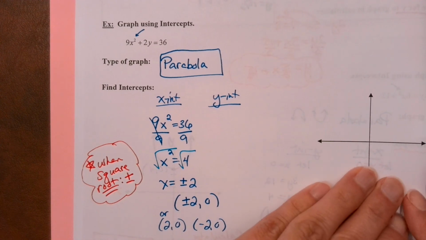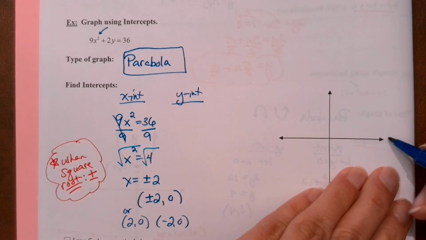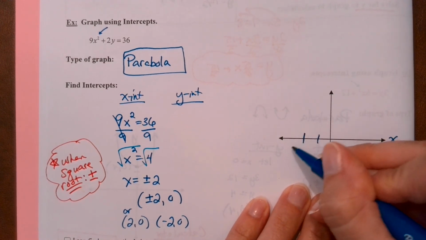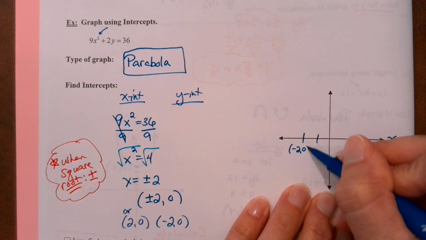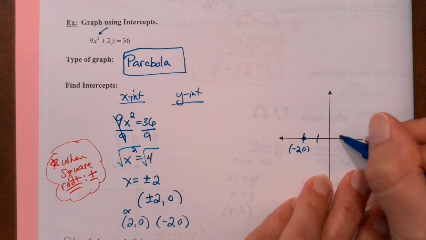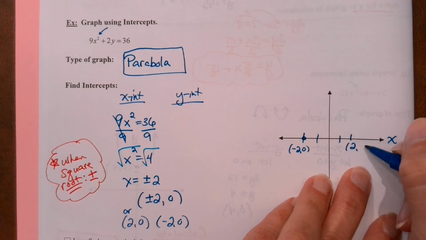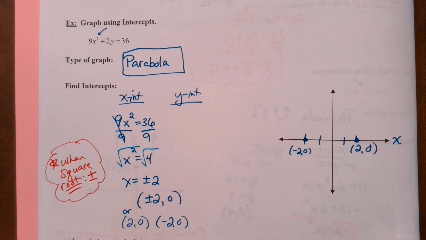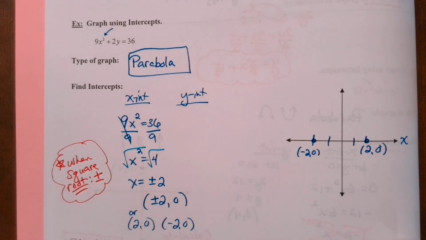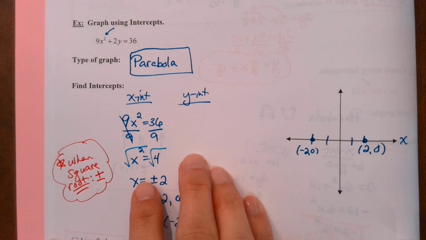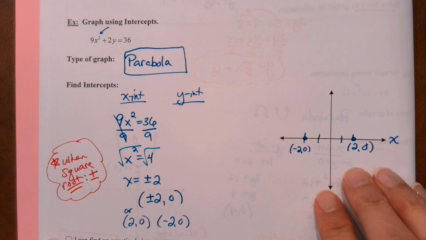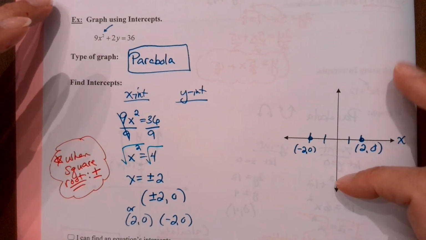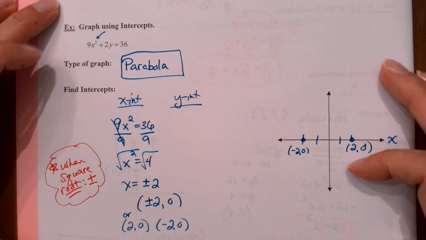Okay? So on the x-axis, we're going to have one intercept at negative 2 comma 0. One intercept is at positive 2 comma 0. Okay? We still have a y-intercept to find. I want you to find the y-intercept. I want you to draw the graph. And I want you to make sure you put a picture of this when you upload your notes.